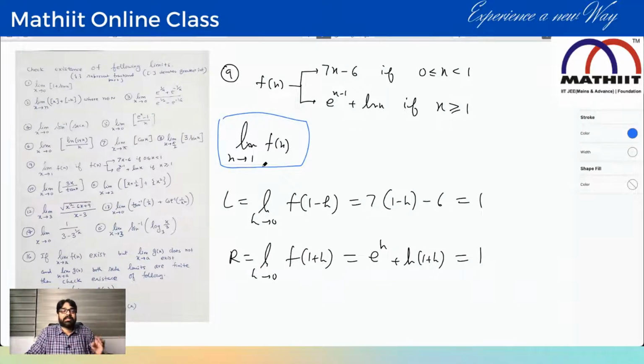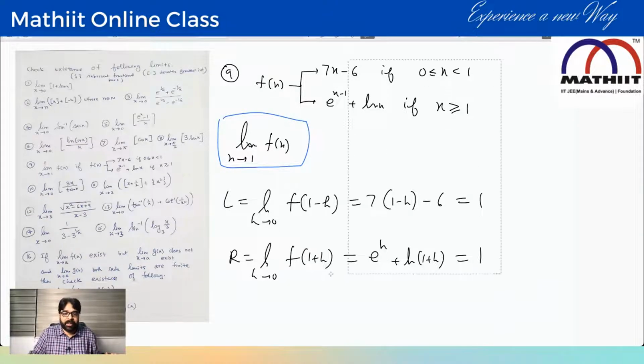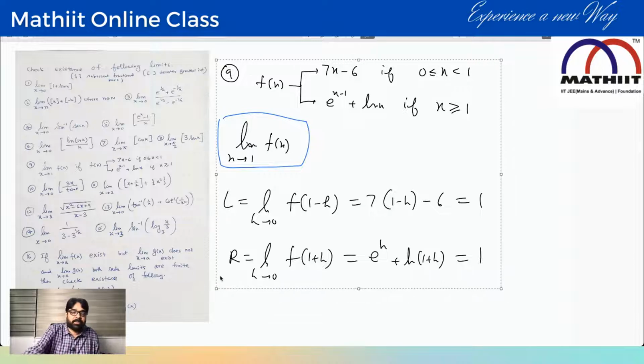But limit x approaches 1 means what? Tell the f(x) value before 1. So before 1, I will use this function, 7x with x replaced by 1, so 7 minus 6, which is 1. After 1 means right hand limit, put 1 here. So e power 0 plus ln 1, that is 0, which means 1. So both are equal. Am I right? So this is the question. Now question number 10.